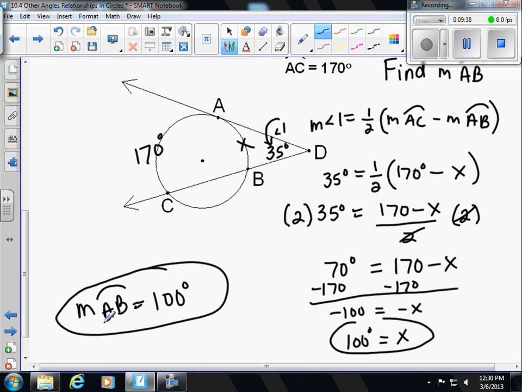So again, this is just a matter of using some formulas and deciding which formulas work in which situation.